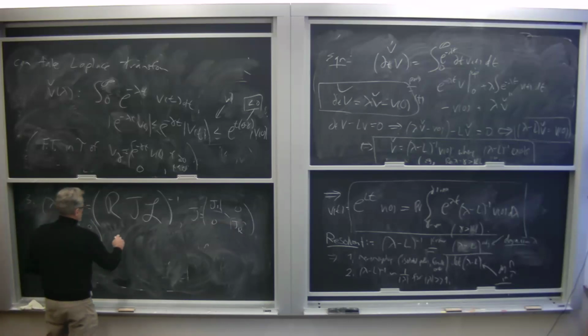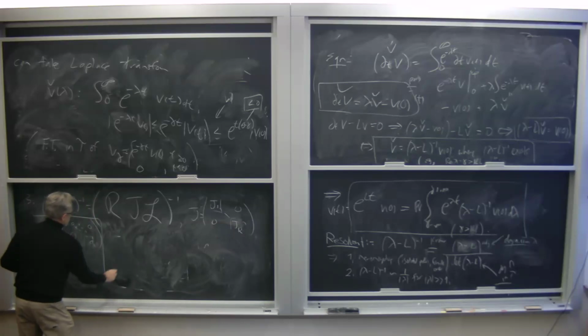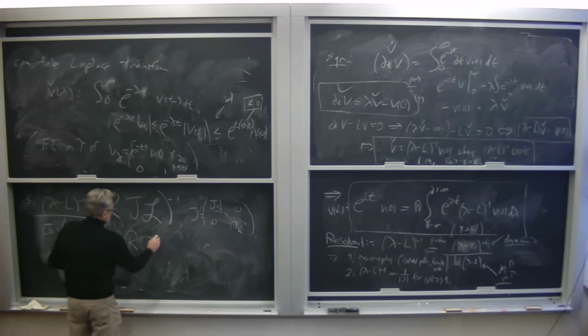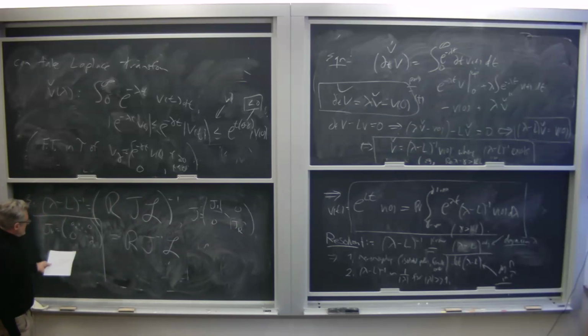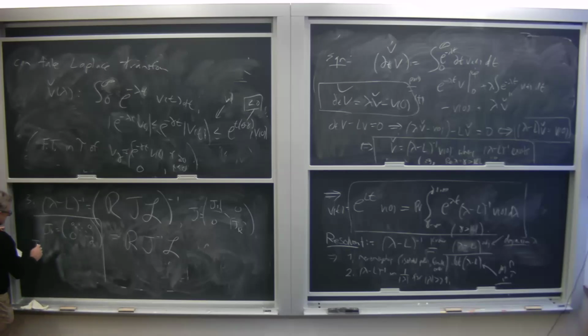So we can write this. Let's continue here. That is R times the inverse of lambda minus J, times R inverse. And the inverse is easy to compute by inverting on each diagonal block, because it's an upper triangular matrix. We can just write this down. I hope these are minus ones. Sorry, minus one.